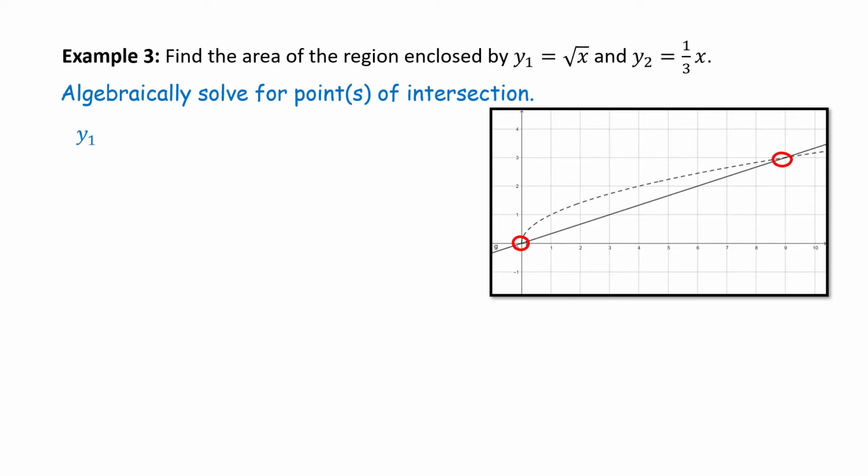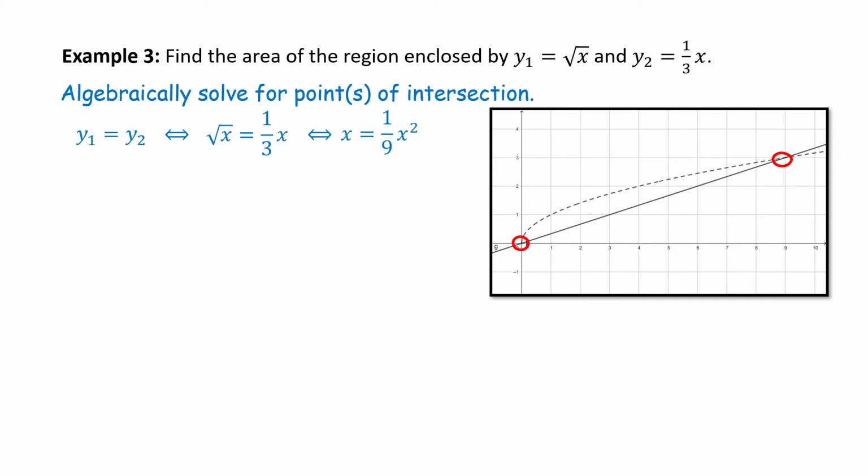That is, y sub 1 equals y sub 2. Let's replace the y sub 1 with the square root of x and y sub 2 with 1/3 x. Now square both sides. The square root of x squared is just x. 1/3 x, the quantity squared, would be 1/9 x squared. We solve this equation by setting it equal to 0.